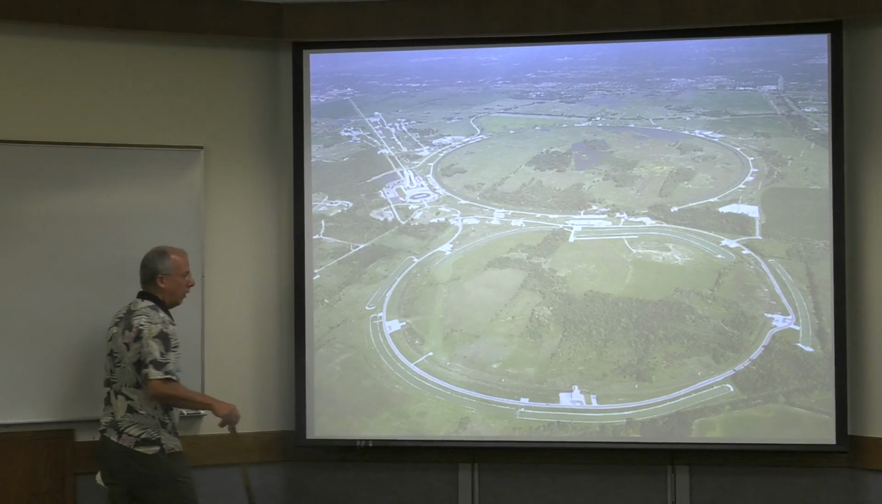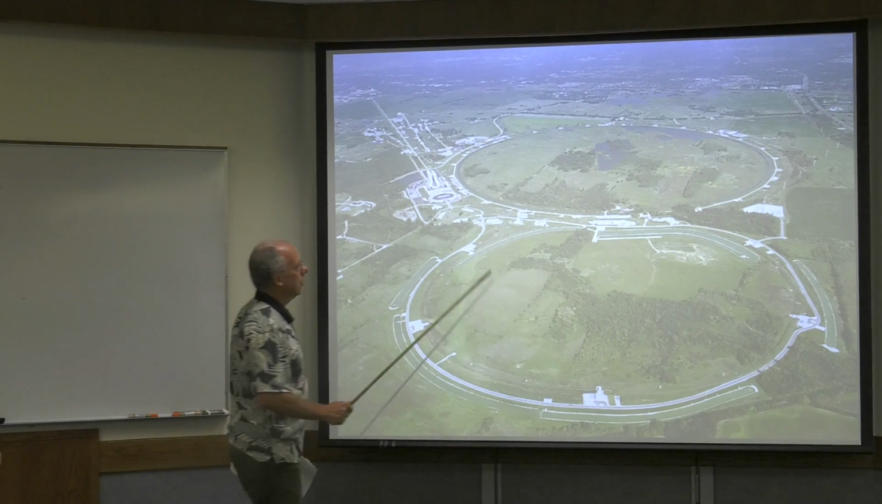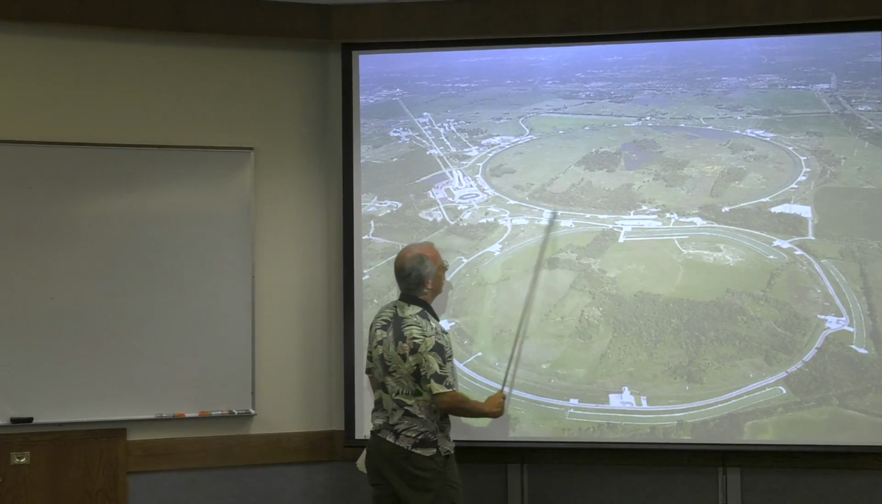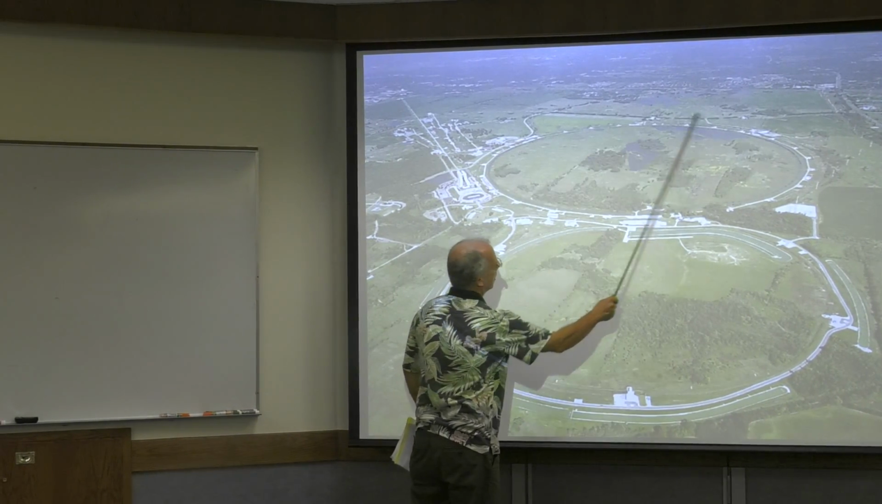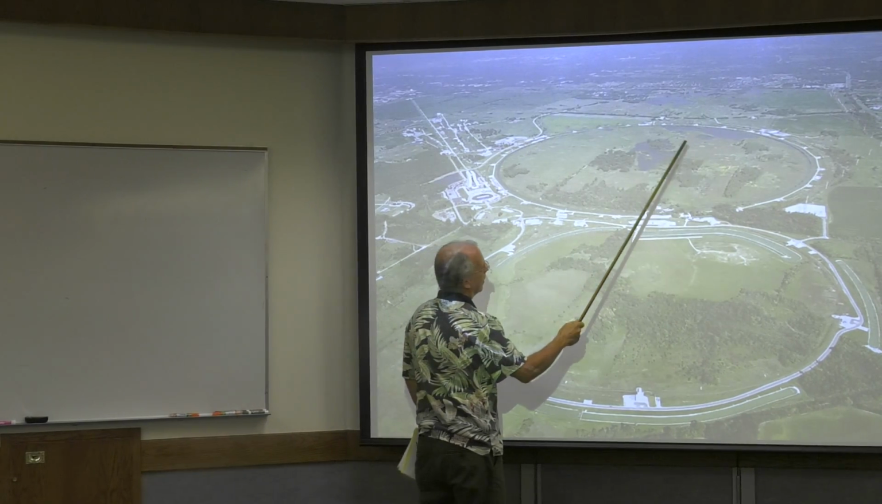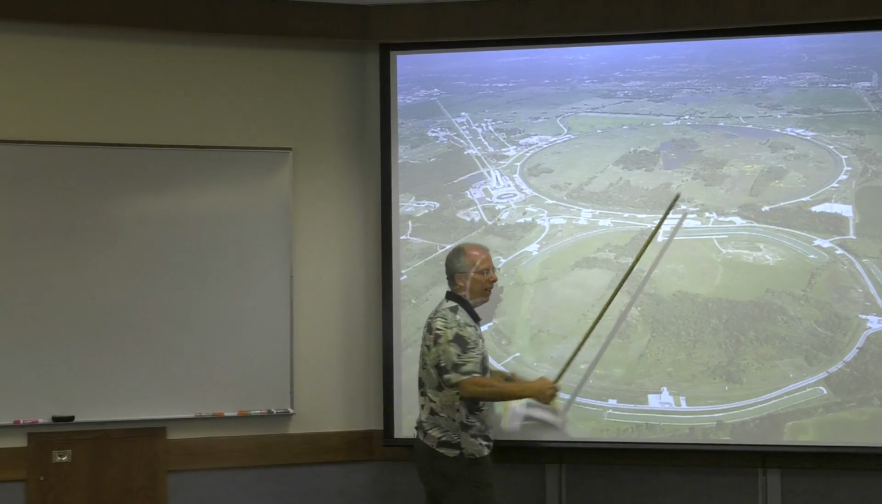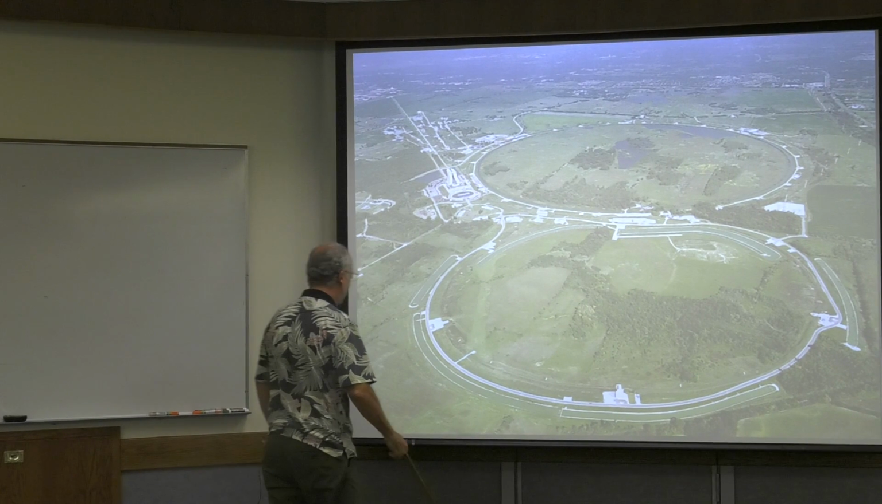Later on, they learned how to do colliding beams. So let's say protons go this way. Well, you can get protons going this way, and then let's say antiprotons going this way. So you have the head-on collision, you know? But they didn't know how to do that for quite a while.